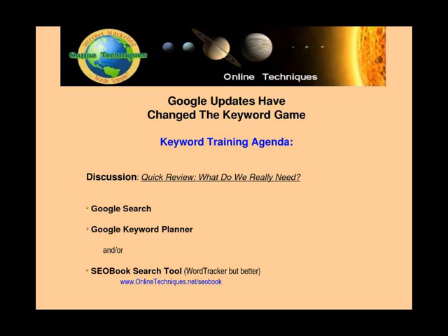But I still use Google search. And when you want to find out how many times something is searched a month, there's 2 things that I use. Google has replaced the keyword tool with the keyword planner, and I'm going to show you how to use that. Then the other thing that I use that I like better than the keyword planner is something called the SEO book search tool. Now, that's actually the Wordtracker search tool, but it is better.